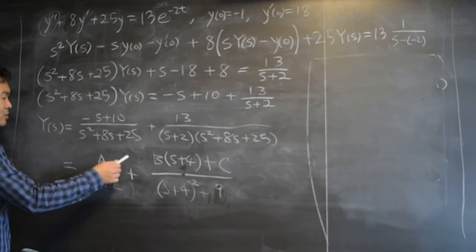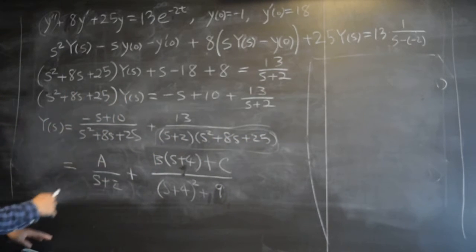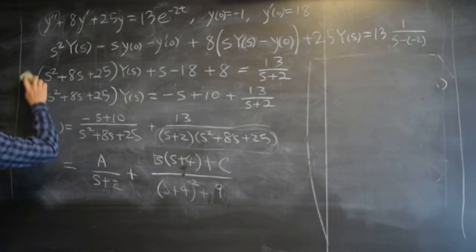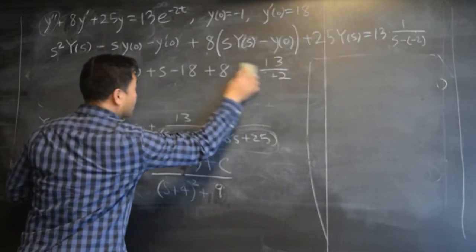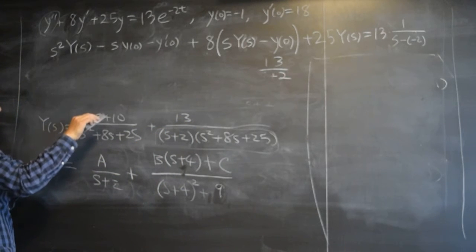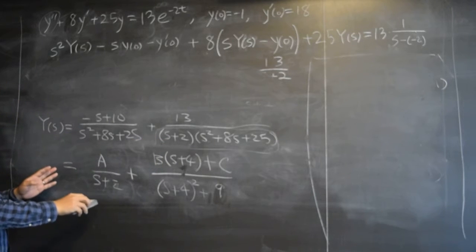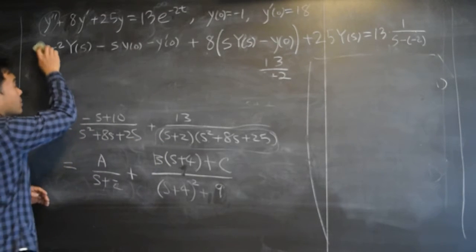How would we find A, B, and C? I multiply this to both sides, just the denominator of the second one. So think of this as an equation. This is equal to that. And I'm multiplying this to both sides. That's what I'm doing.